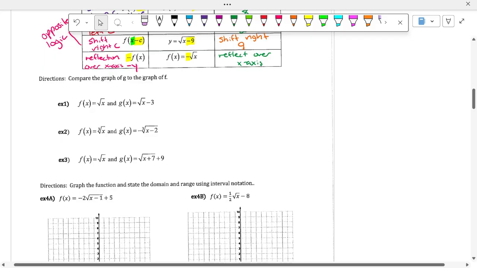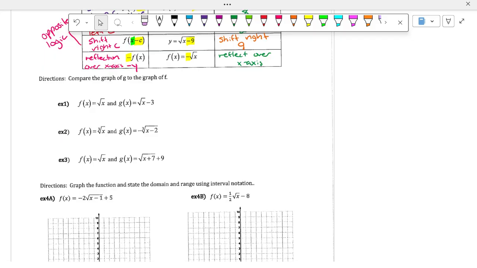So let's look at example 1. If we started with the parent function, square root of x, and then we went to this function, square root of x minus 3, what happened? From this function to this function, what do we do? We shift down what? Down 3. Good.